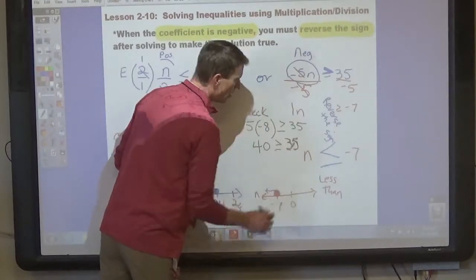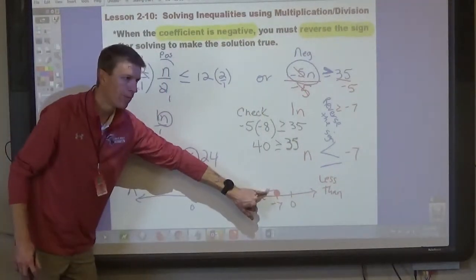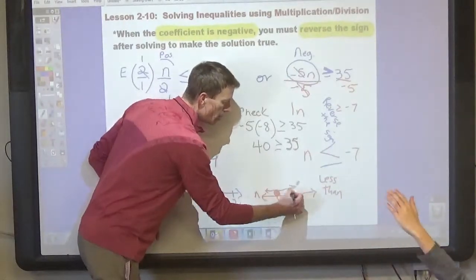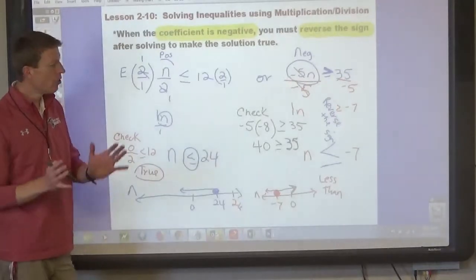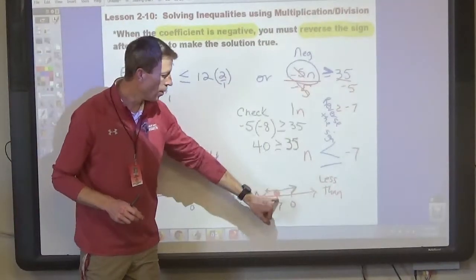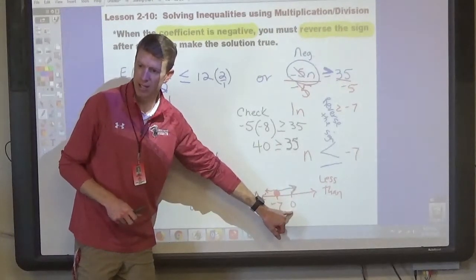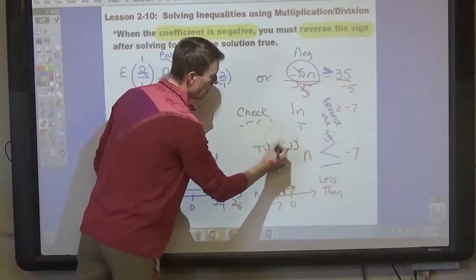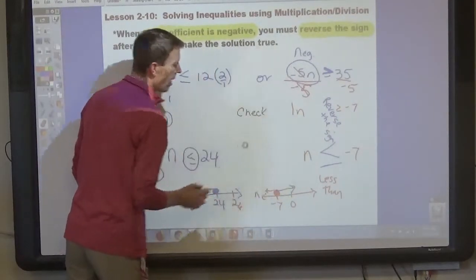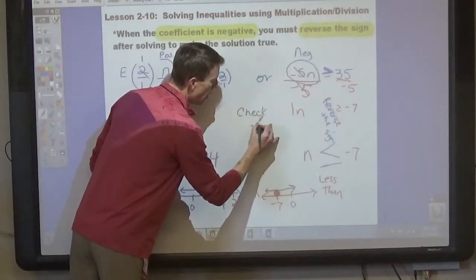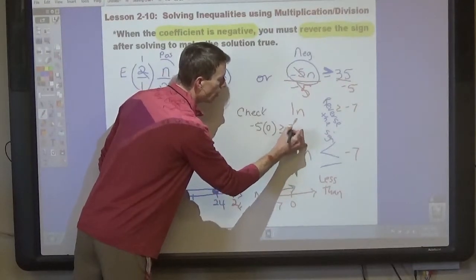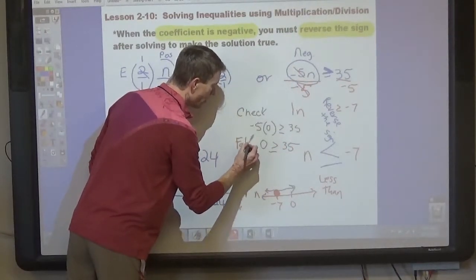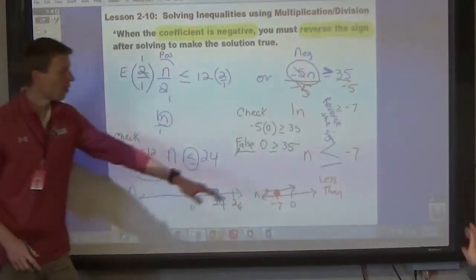So in order to get the solution, you have to reverse the sign. Well, let's say you forget to reverse the sign. Let's say that you shaded this way, accidentally. And so when you check the solution, you put in 0, because 0 is on the shaded side. -5 times 0. Is that greater than or equal to 35? No. That does not work. You have to reverse the sign in order to get the solution.